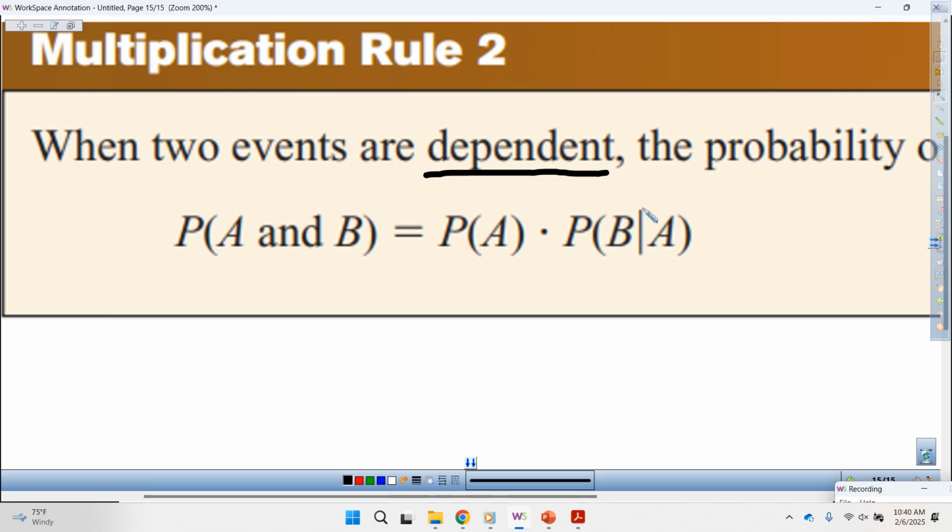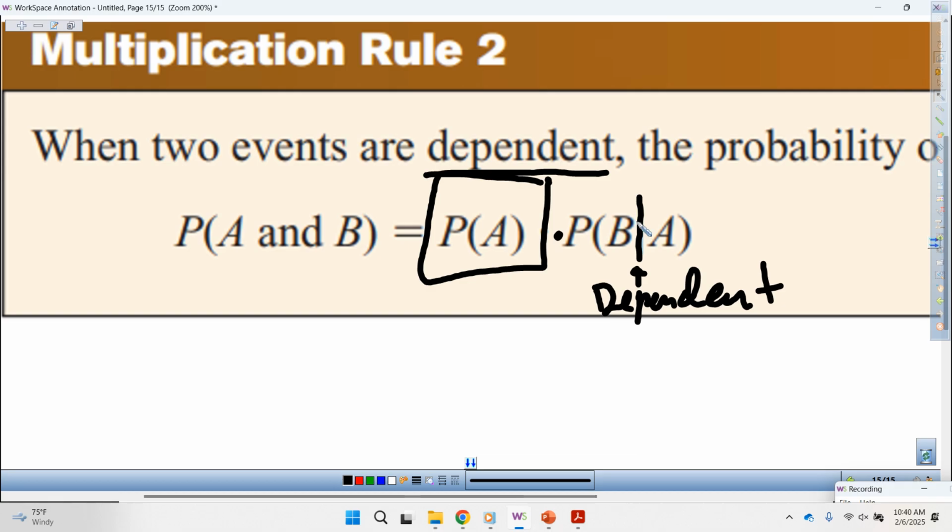Now look up. This bar right here does not mean divide. This bar means dependent. That's what this bar means. So, let me read it. P of A and B is equal to P of A times P of B dependent on A. Now, you might be asking yourself, what does that mean, Mr. Q? That means that when you find the probability, the second number is going to be affected by the probability of the first. Okay? So, with that said, let's go to an example.